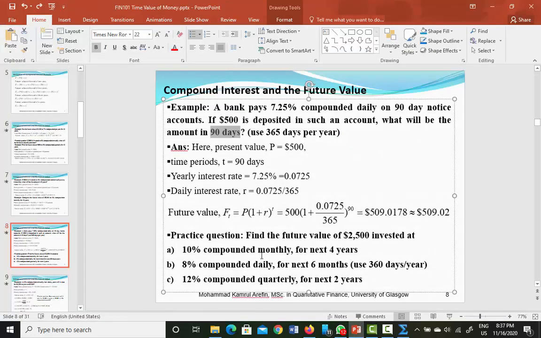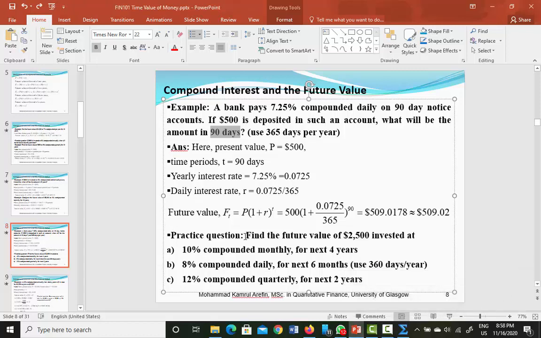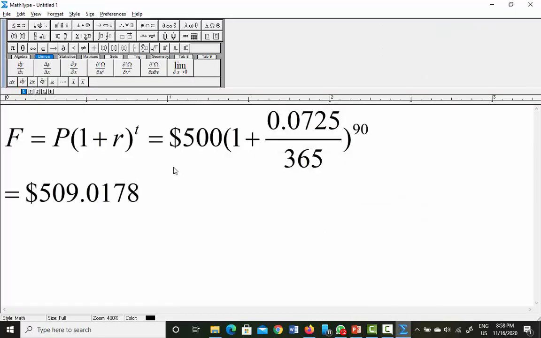Right. So let's do some practice questions here. Now let us solve this question. Find the future value of $2,500. So the question is asking us to find out the future value of $2,500. That means $2,500 is the present value, invested at 10% compounded monthly for the next 4 years. So this 10% is the annual rate, but it will be compounded on a monthly basis. So let's find out the future value.